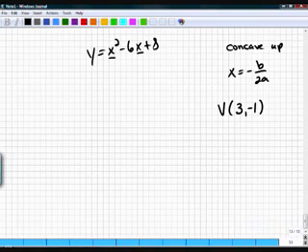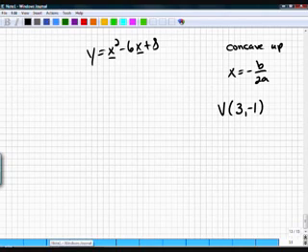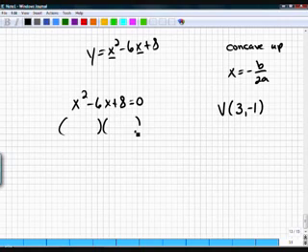And lastly, it asks us to find the intercepts. The easiest way I think to find intercepts is always factoring if possible. But to find an x-intercept, we're plugging in 0 for y, so we now have x squared minus 6x plus 8 equals 0. What's that factor into? Negative 4, negative 2, so what's our intercepts?